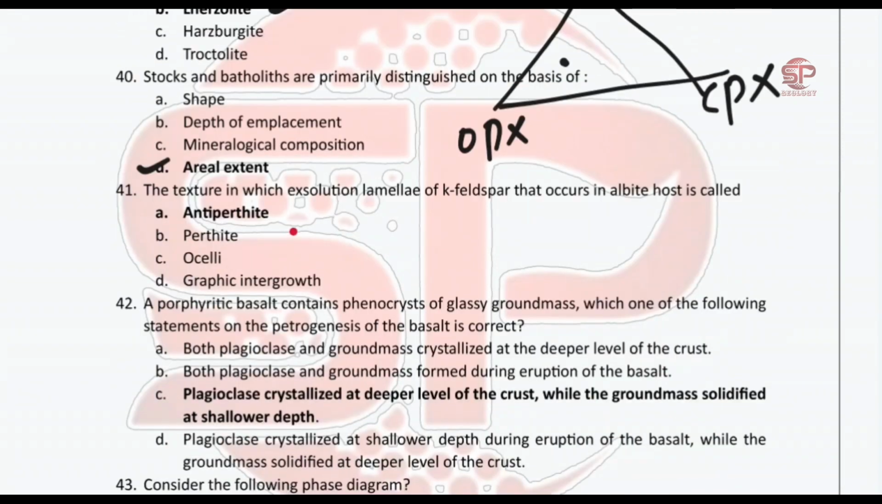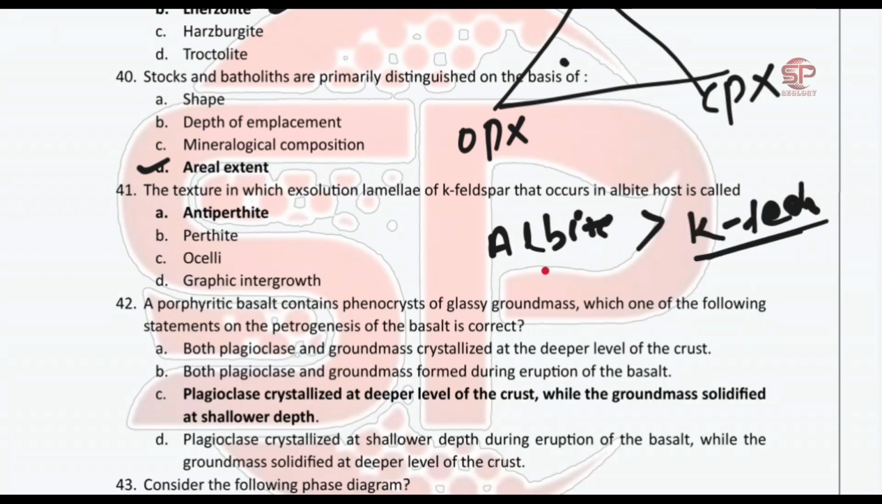Then also the texture in which exsolution lamellae of K feldspar occur in an albite host. So albite host means albite is greater than K feldspar. In this case, between albite and K feldspar, you know the exsolution texture. There are three types of exsolution texture: perthite, antiperthite, mesoperthite. When K feldspar is the host, it is perthite. When albite is the host, that is antiperthite. When both are the same amount, then it is mesoperthite. So the answer will be antiperthite.